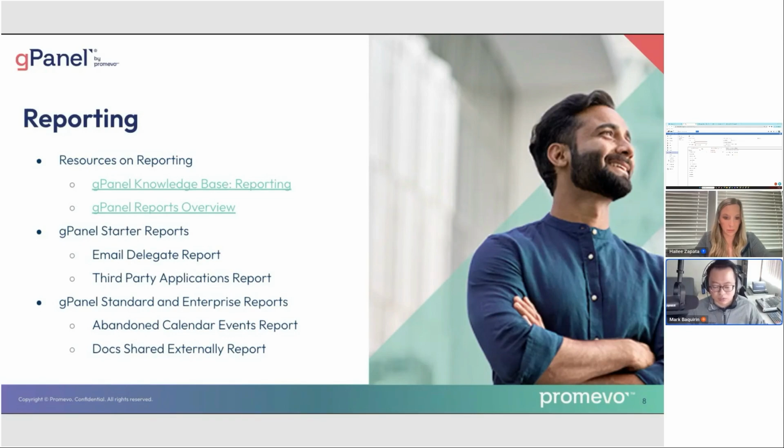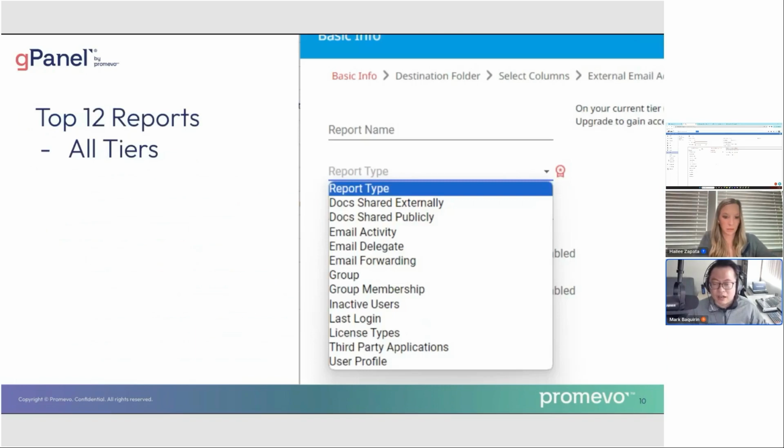But before we get into the reports, I'd like to talk a little bit about the differences between the two tiers, our gPanel Starter and Standard tier, and how it affects the reporting. So on the next slide, we are showing the 12 reports that are included with gPanel Starter. So these are the 12 reports available, and no others. Any additional reports will be created for gPanel Standard and Enterprise.